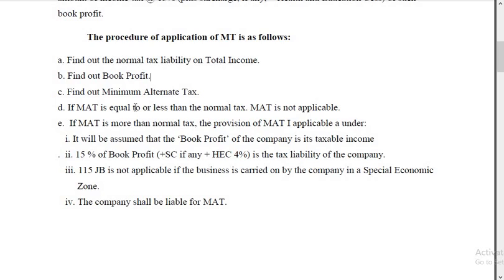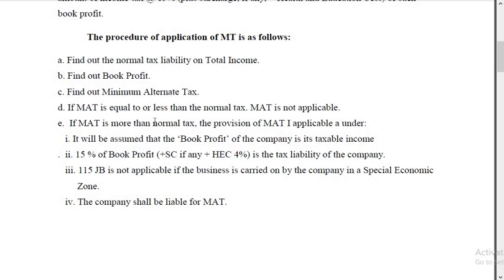If MAT is equal to or less than the normal tax, MAT is not applicable. To give an example, supposing the tax payable on the total income is 3 lakh and 15% tax on total book profit along with the surcharge if applicable and cess, that's also 3 lakh, then MAT is not applicable. So if you have to apply the MAT, tax on book profit should be more than tax on total income. Okay.